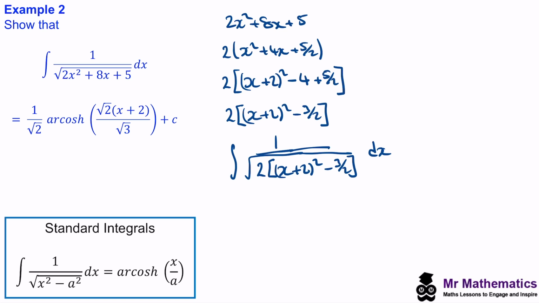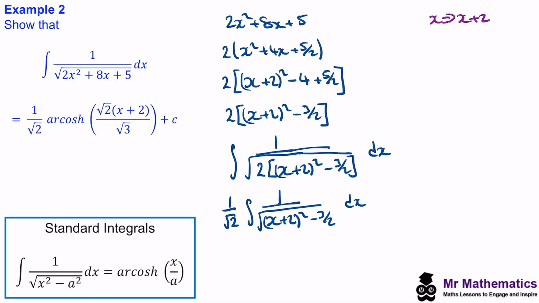So we can see it's not quite in this format just yet because we need a 1 here and we've got a root 2. So we can pull this 1 over root 2 out in front of our integral. So it becomes 1 over root 2 times the integral of 1 over x plus 2 squared minus 3 over 2 all square rooted. So now this x term maps onto x plus 2, and this a squared term is 3 over 2. And if a squared is 3 over 2, then a must be equal to root 3 over root 2.